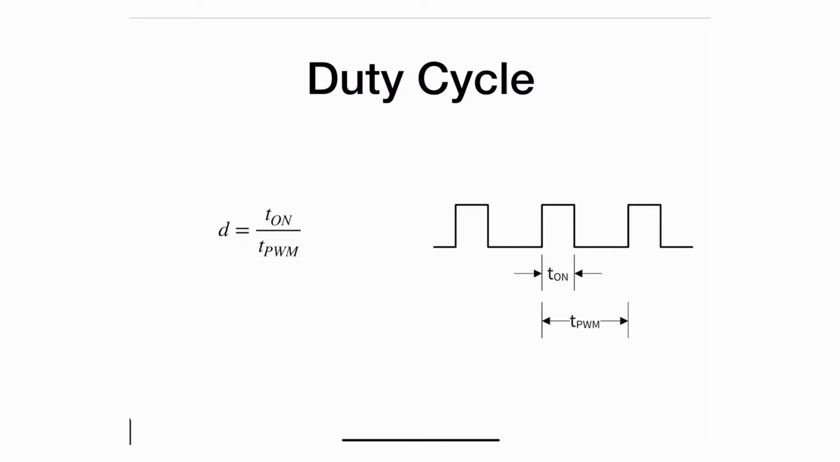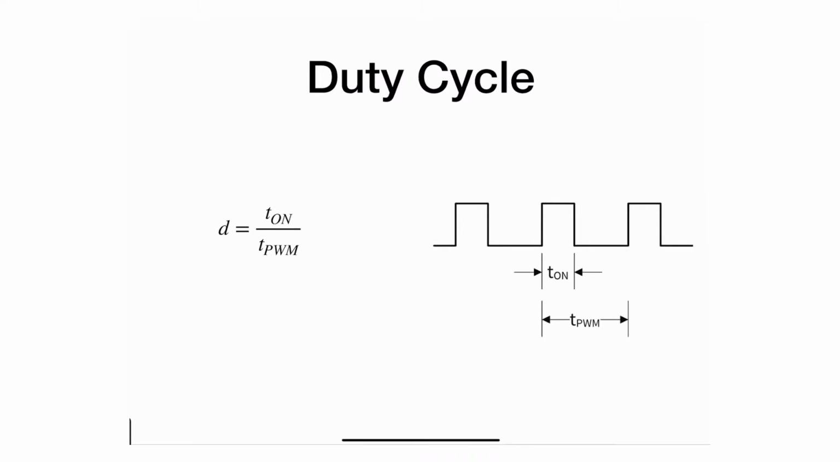Duty cycle is, by definition, the proportion of time that the signal stays in the on position versus the total period of the whole signal. And if you write the equation for it, this is what it is. It's basically just a percentage between the on proportion versus the total period of the pulse width modulation cycle.